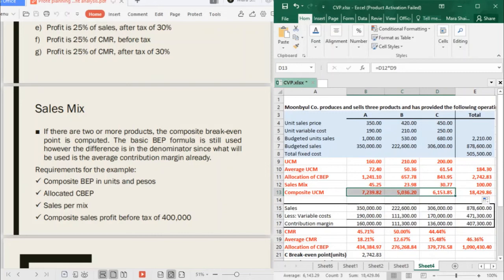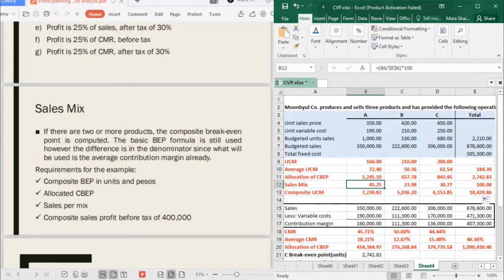Again, don't confuse it with the sales mix ratio. Because if it is the sales mix ratio, what you get is your average UCM. If it is sales mix in units, the measurement you get is your composite UCM.